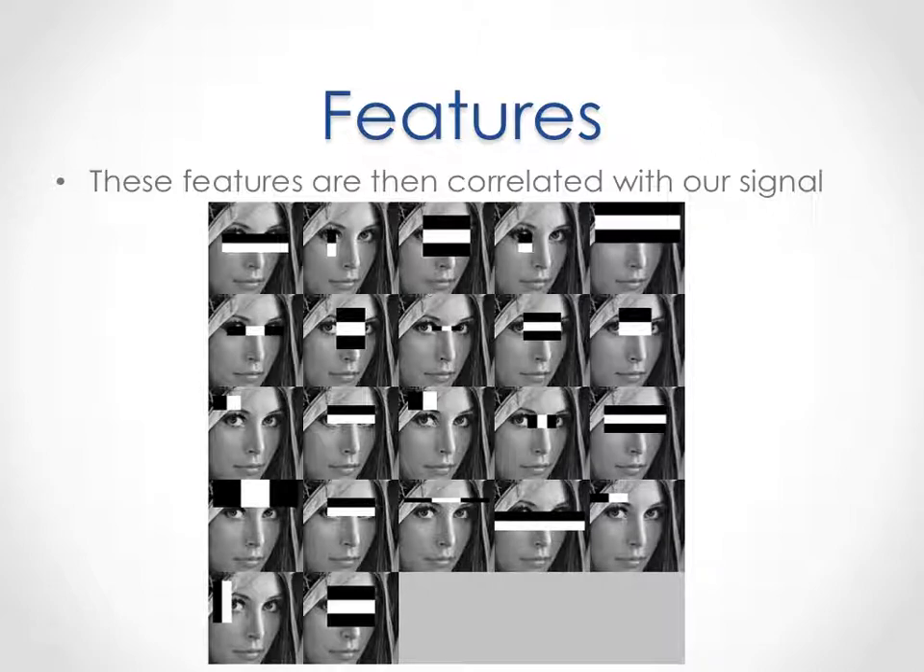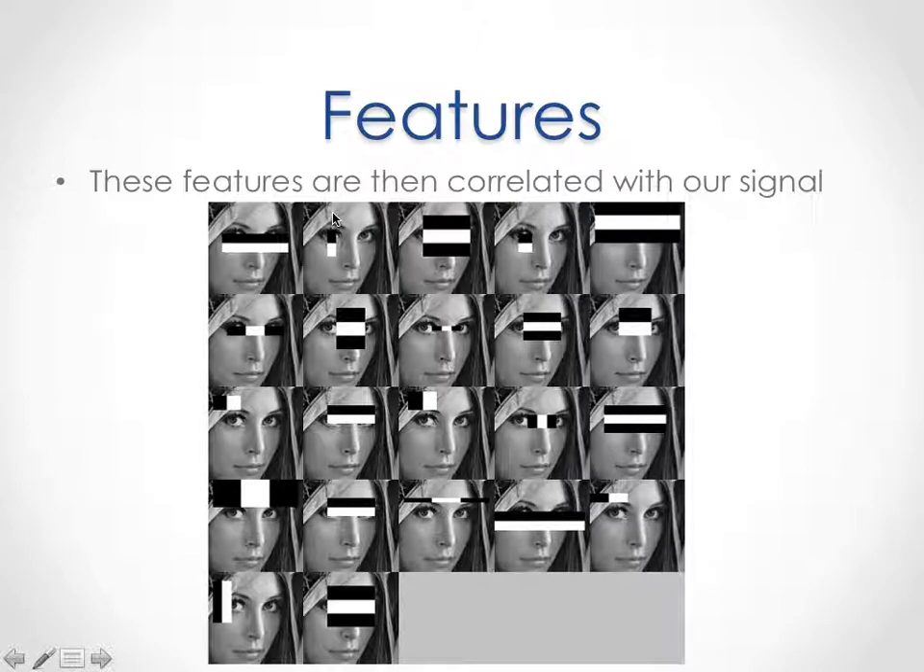And so what these features do is they take our image and they give us coefficients for each of these features. So we'll get a coefficient for this one, which is the result of the dot product, a coefficient for this one, which is the result of the dot product, etc.